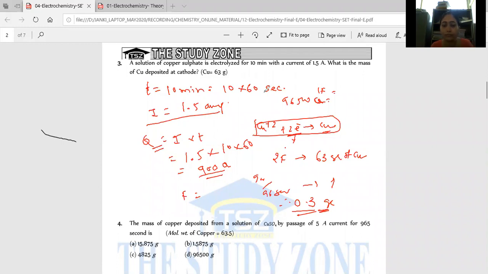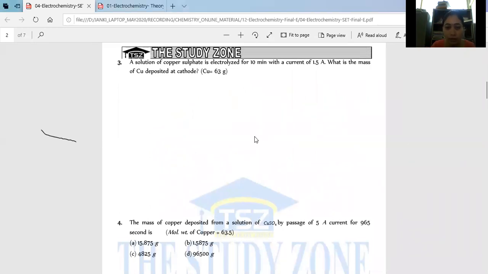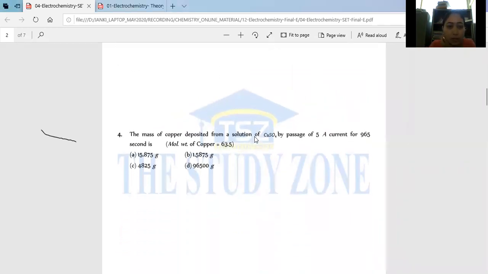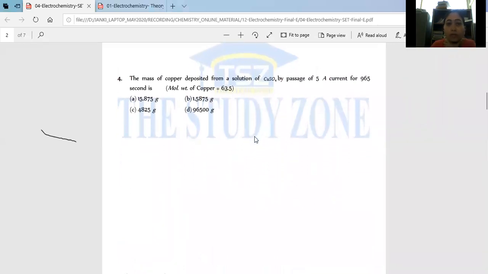So the final answer is 0.29, or you can write 0.3 gram. Now let us continue with the next one. The next question is: the mass of copper deposited from a solution of copper sulfate by passage of 5 ampere current. Everyone got the answer.